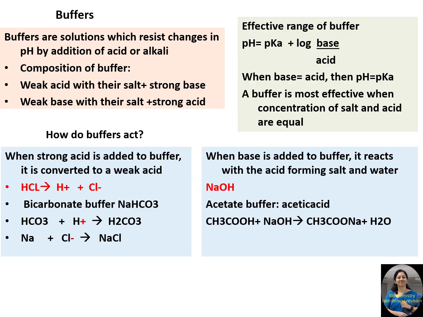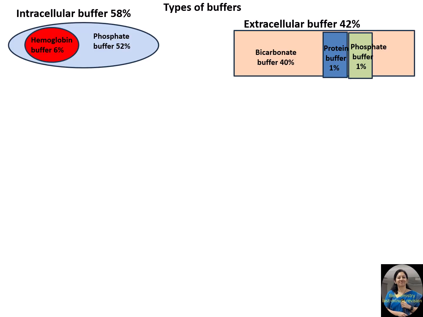Now what is the effective range of the buffer? Consider the Henderson-Hasselbalch equation. pH is equal to pK plus log of base by acid. When concentration of base and acid are equal, then pH is equal to pKa. So a buffer is most effective when the concentration of salt and acid are equal.